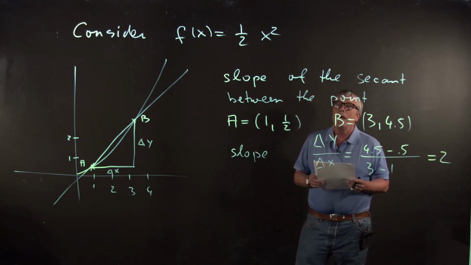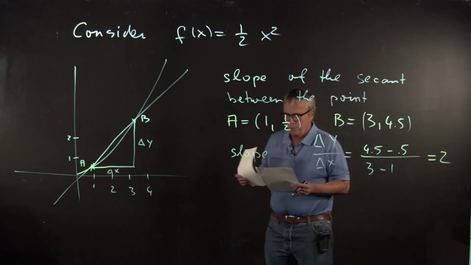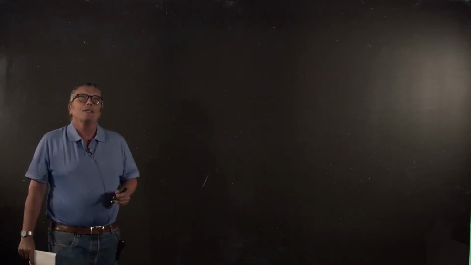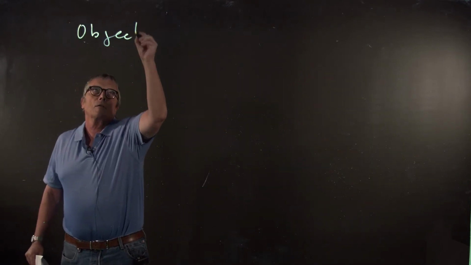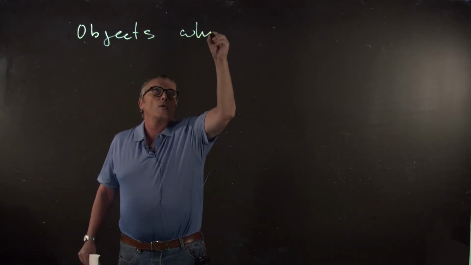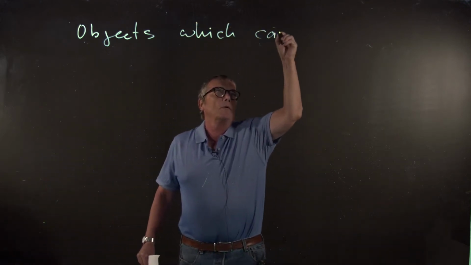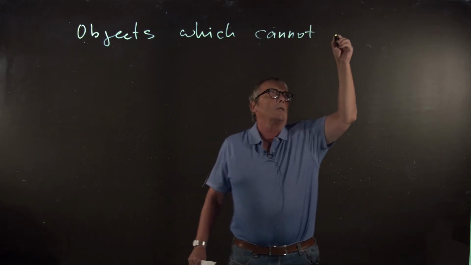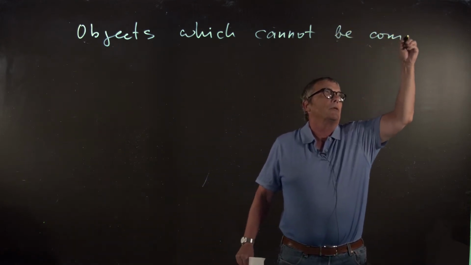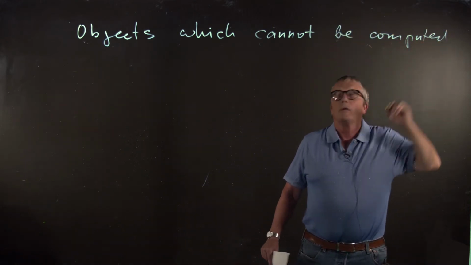Okay. So I gave you now several examples of things which can simply be computed algebraically, meaning by addition, subtraction, division, and multiplication. So now we get to objects which cannot be computed by algebra.